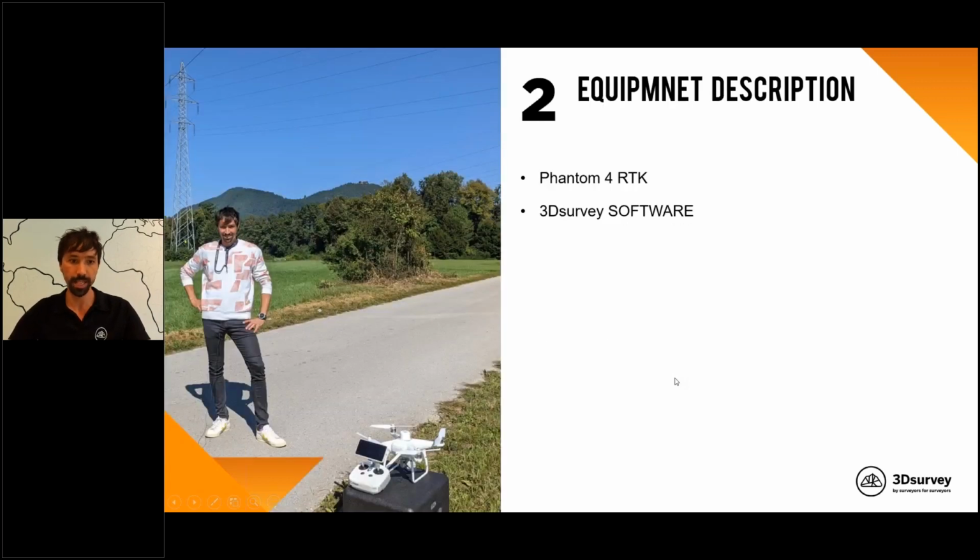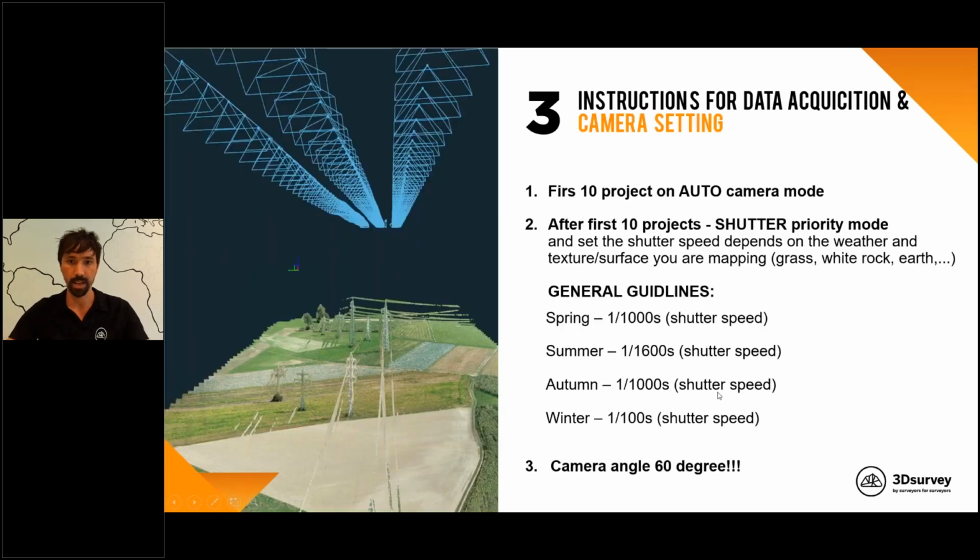Then equipment: pilot on left side, and we use the Phantom 4 RTK. In this case, we didn't need to use ground control points. If I would need to place ground control points, this would take me additional time. In my case, I used less than 10 minutes to map 500 meters of power line. But in case I don't have an RTK drone, I would place, let's say, 6 ground control points for this area. And of course, 3Dsurvey software for processing all the data.